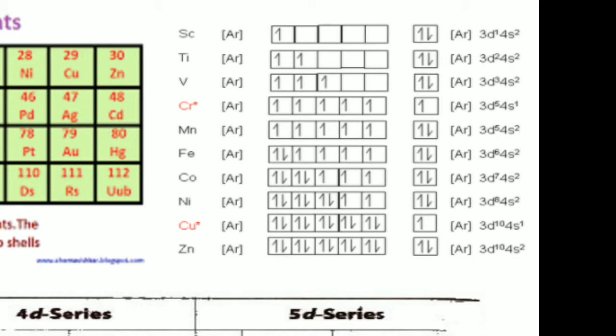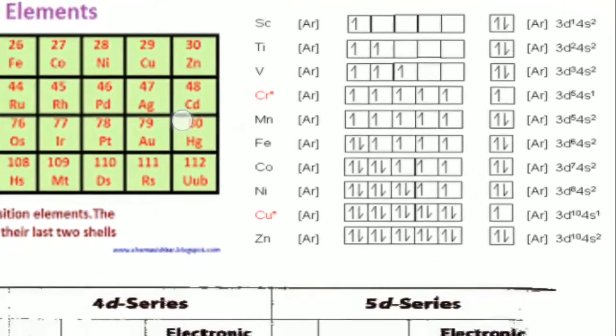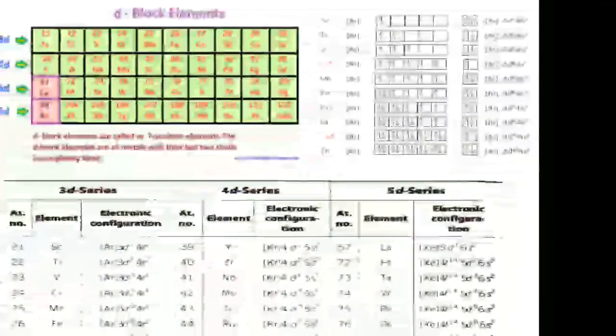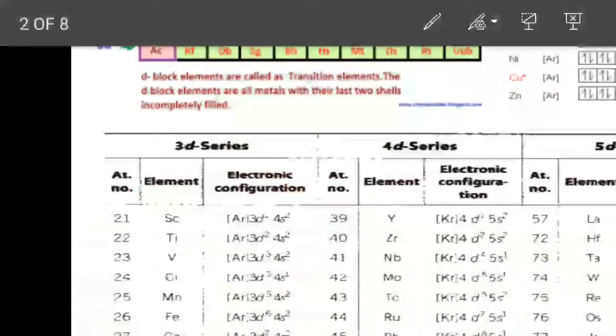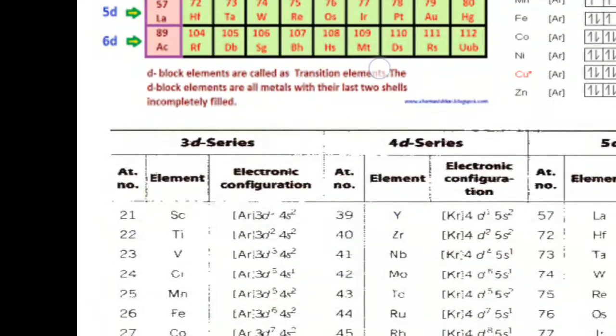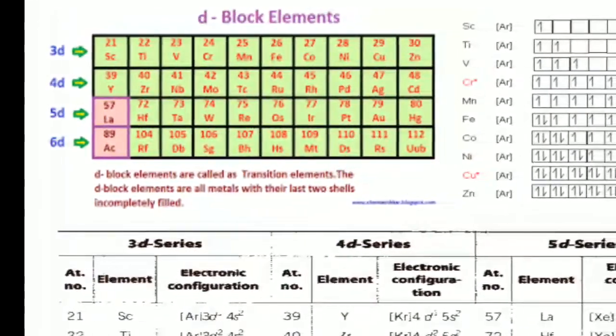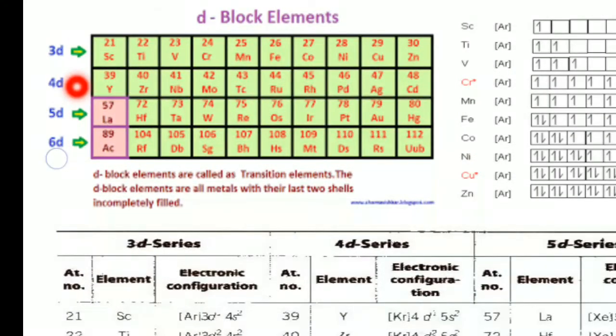Next, these are the d block elements. Here one more term is there, that is transition elements. D block elements are the elements in which the differentiating electron enters into the d orbital of the element. Those are called d block elements.